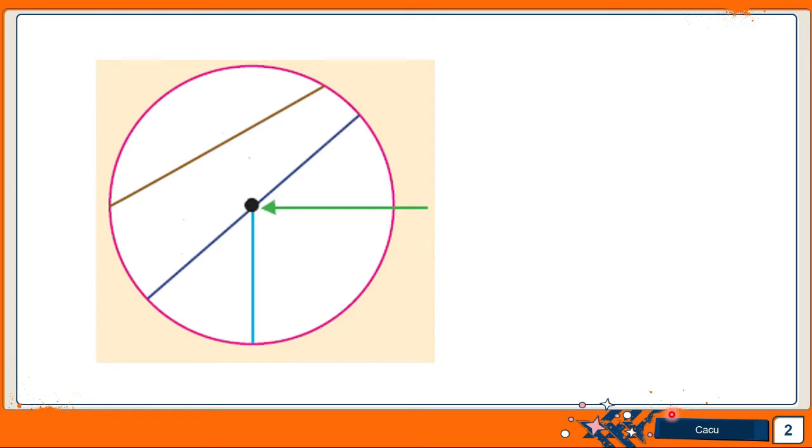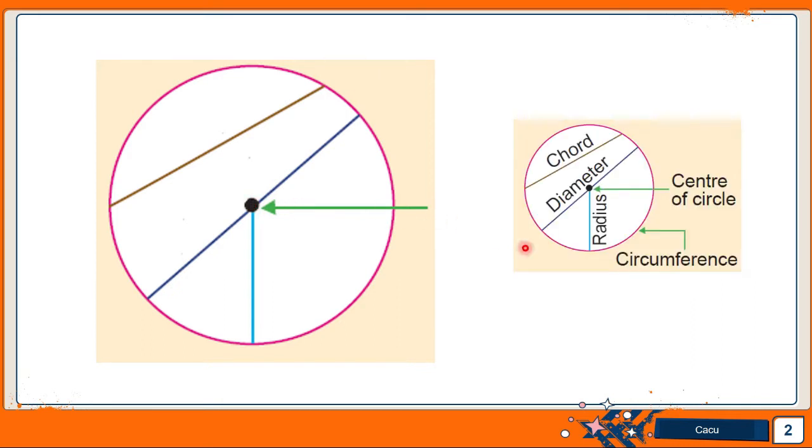In Form 2 you learned about the parts of circles, right? So I give you a circle over here. This part is the chord. This one is the diameter. This one is the radius, and the black dot over here is the center of the circle. So you need to know all the properties of the circle first: the chord, the diameter, the radius, and the center of the circle.